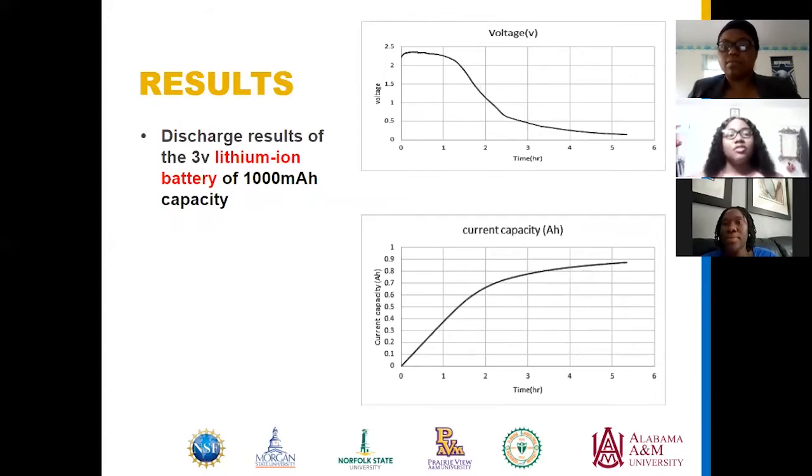This slide shows the discharge results of the 3-volt lithium-ion battery of 1,000 milliamp hour capacity. The first picture shows the graph of the voltage, which is meant to show 3 volts, but we assume that we lost some voltage during the experiment. The second graph shows that we had a 1 amp hour capacity, and 1 amp hour is equal to 1,000 milliamp hour.